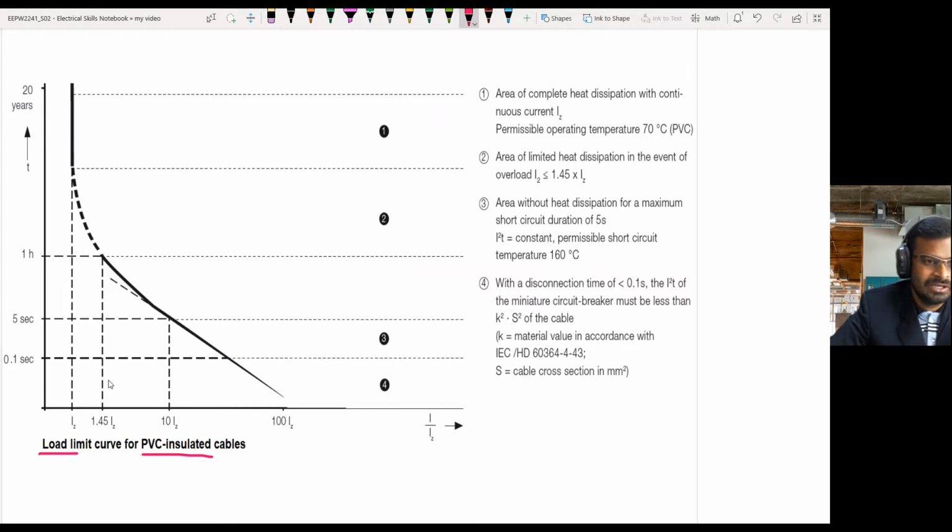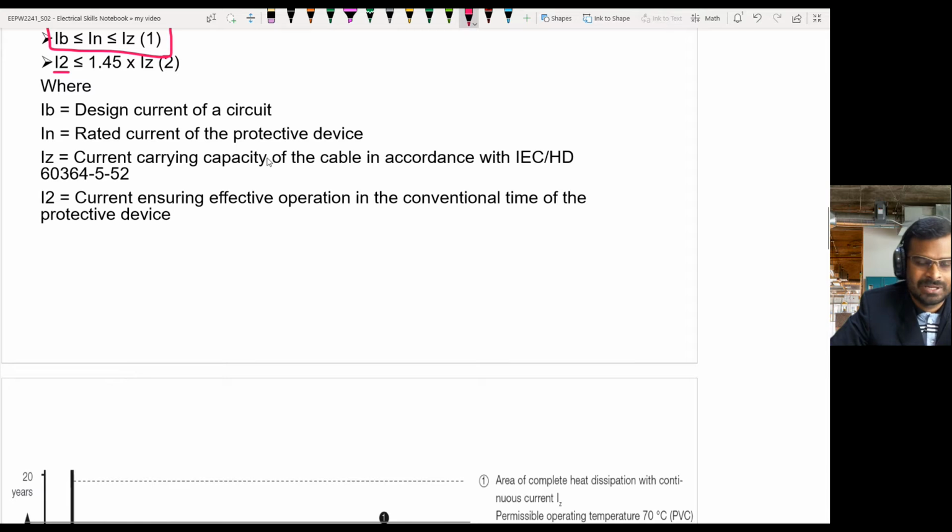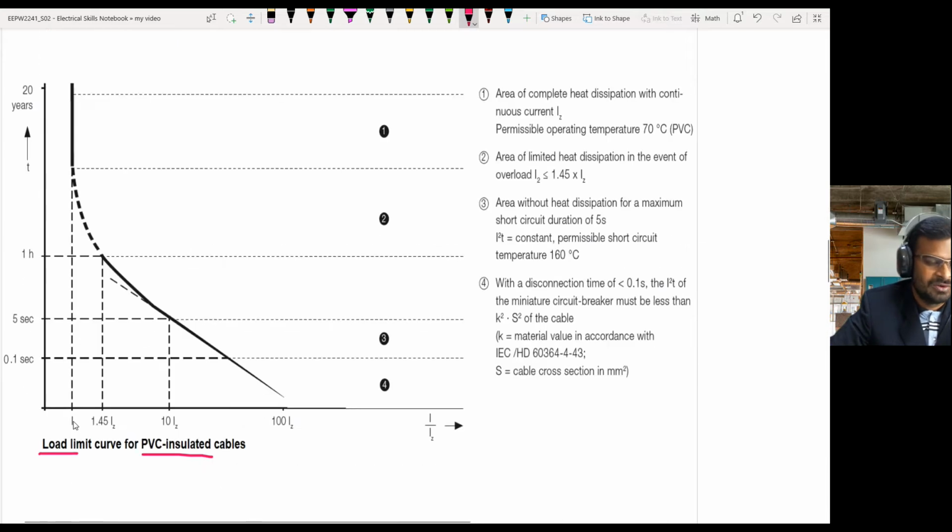We have just seen what Iz is here, the current carrying capacity of the cable. If you are sending a current less than or equal to the current carrying capacity of that particular cable, the lifespan of that cable goes from almost 1 year to 20 years. So we will have a long lifespan for the cable. When it goes from 1 times the current carrying capacity to 1.45 times, in this range, the lifespan reduces.